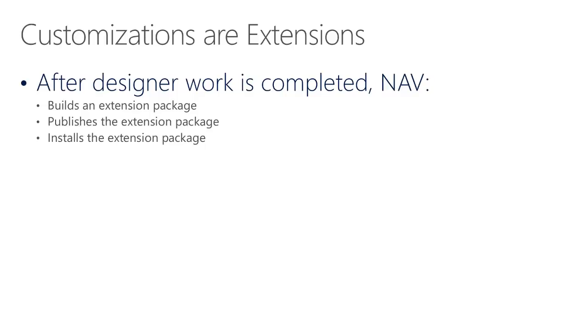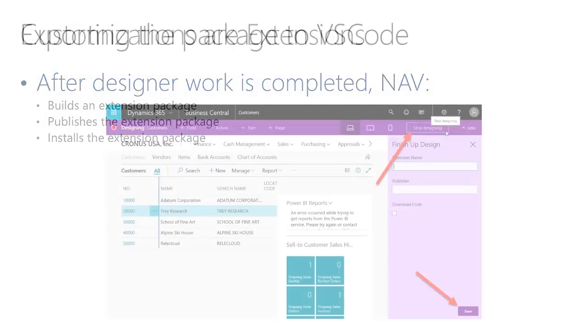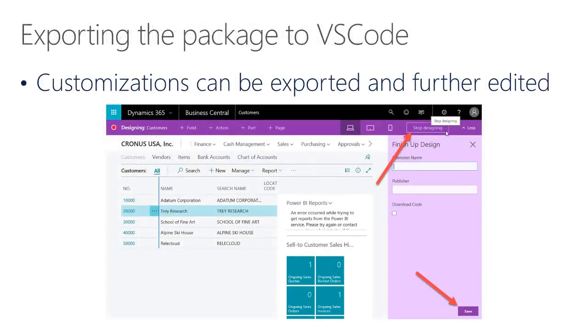And it's quite tricky how that works, because you get a screen that says save, and if you don't save it, it saves it regardless, but it gives it a strange name. And so I'll show you where that all works. That's in the next screenshot also. These customizations can be exported and further edited. So when you click on the Stop Designing button, you get this Finish Up Design screen where you can enter a name for the extension and a publisher, and then you can hit the Save button. And I'll show you how that works. I could talk about it right now with the screenshot, but it's probably nicer to just show you.